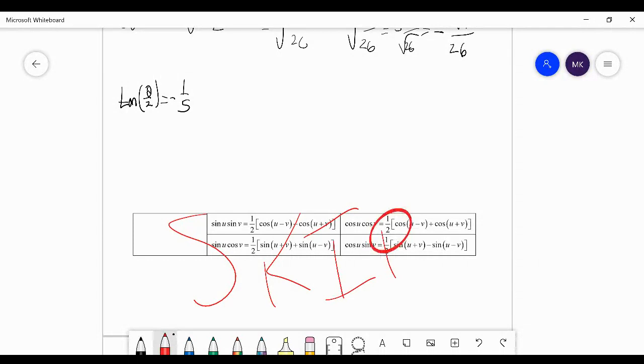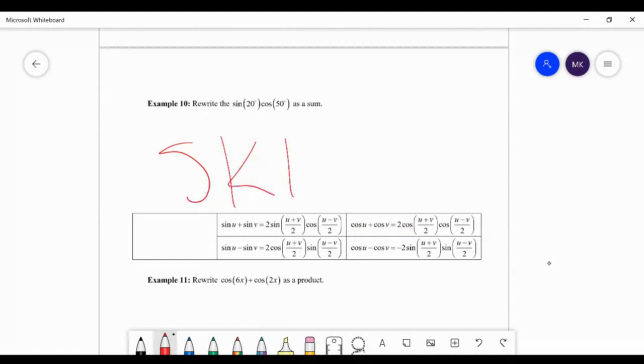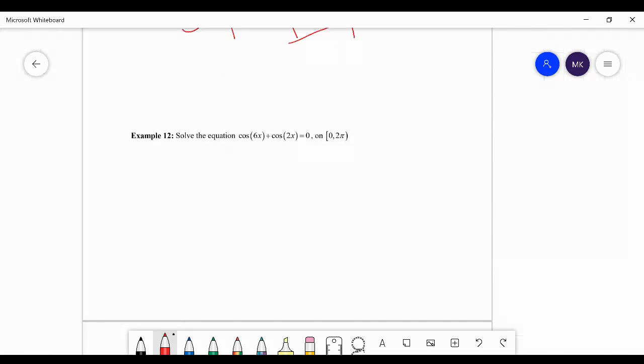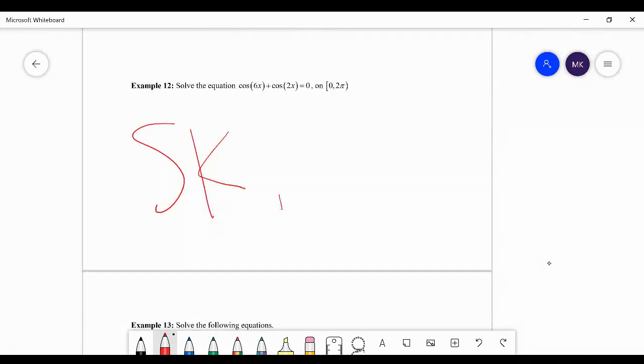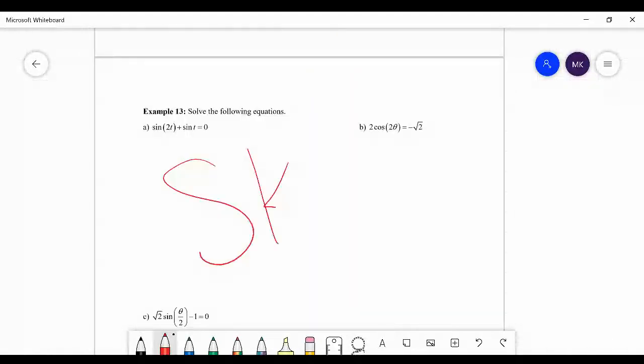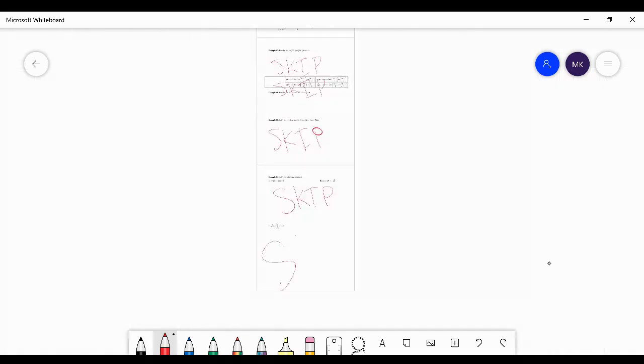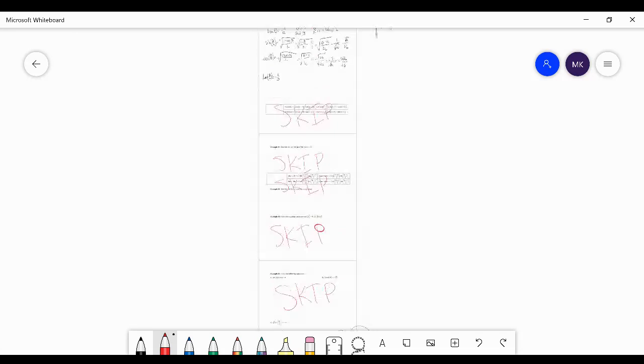Skip. That is not a circle. That's a P. Skip. Skip. Skip. All right, now do these last. I'm just kidding. Skip. Skip it all. Skip everything else. I don't want to do it. You don't want to do it.